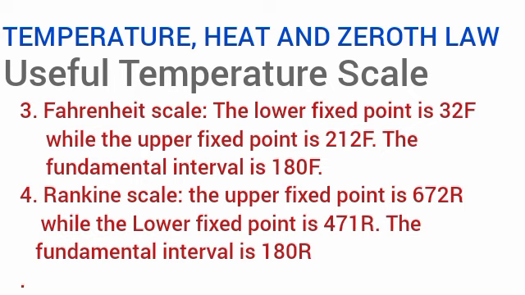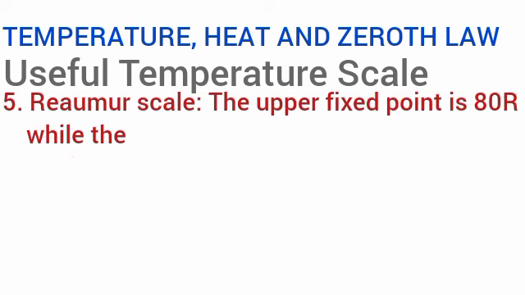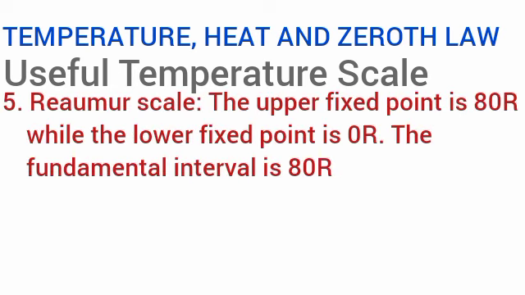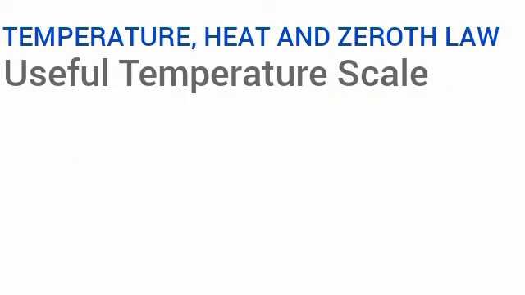The Fahrenheit scale is another important scale, which is used often. The lower fixed point is 32 degrees Fahrenheit, while the higher fixed point is 212 Fahrenheit. The fundamental interval in this case is 180. The Rankine scale as well as the Reaumur scale are other scales, and their upper as well as lower fixed points are being displayed. Please take note of the fundamental interval, which you get by removing the lower fixed point from the higher fixed point.